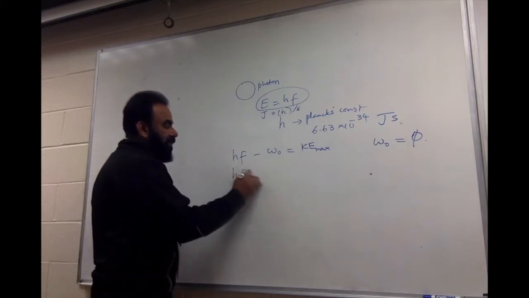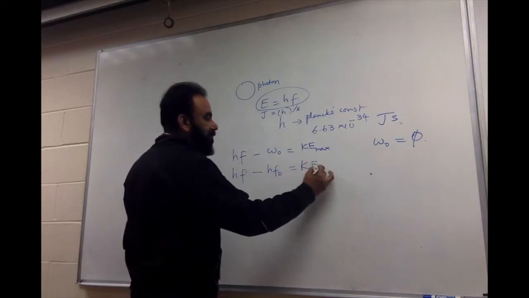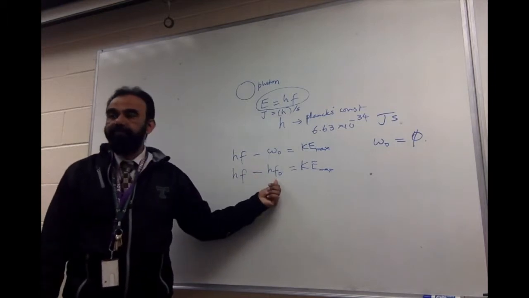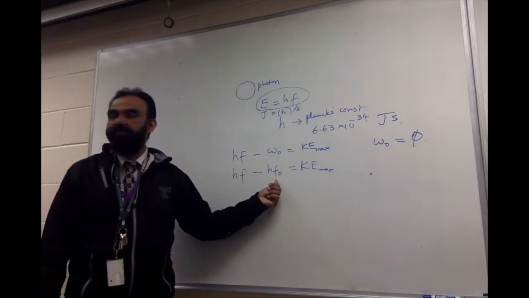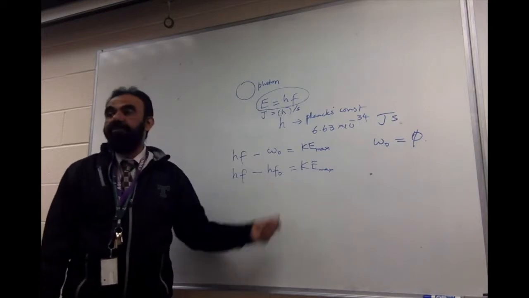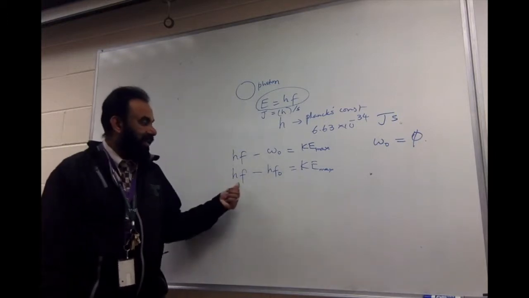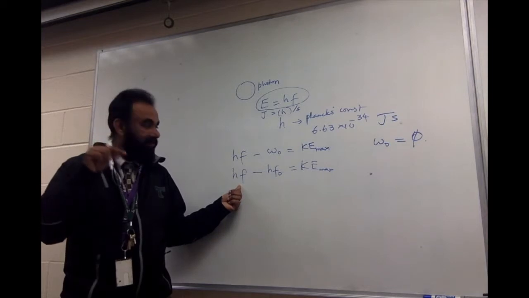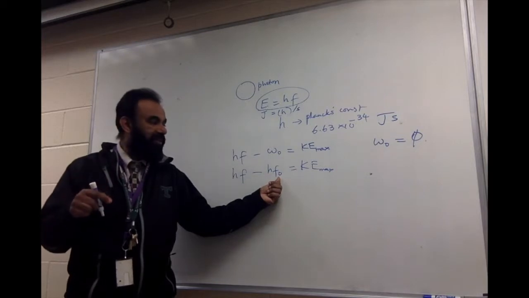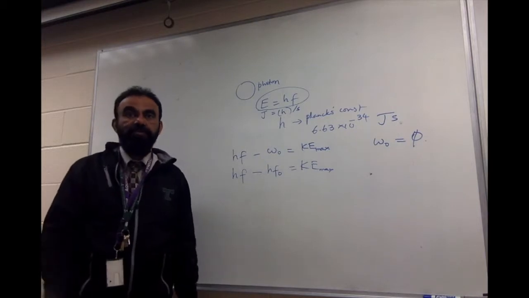And you also saw that this can be written as hf minus hf naught is equal to kinetic energy maximum. What is f naught? It is the minimum frequency required to cause photoelectric emission, which is called the threshold frequency. So f naught is called the threshold frequency, and f is the incident frequency of the radiation. Obviously, only when f is bigger than f naught do you have emission of electrons.